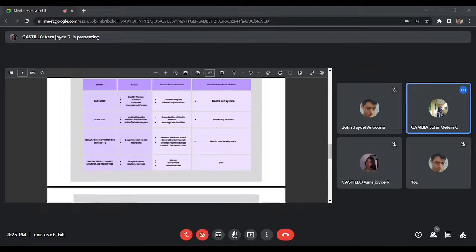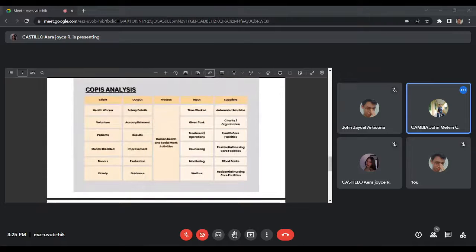Next slide. In COPIS analysis, we have the client, output, process, input, and suppliers. The clients are the health workers, volunteers, patients, mentally disabled, donors, and elderly. This would be the next person or organization you hand your output to.